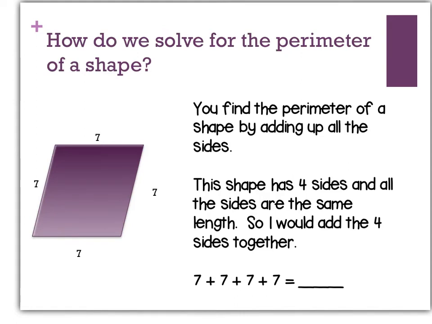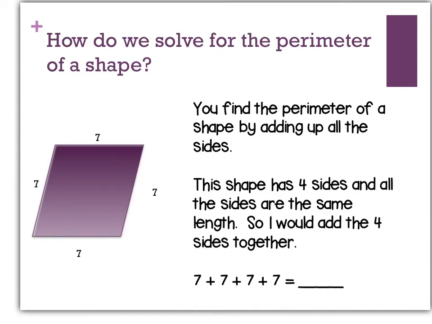Now that we've established what a perimeter is, the distance or measurement around a shape, how do I solve for the perimeter of a shape? When you see a shape like this one, you'll notice the numbers by the side tell you the length of each side. So you find the perimeter by adding up all the sides.